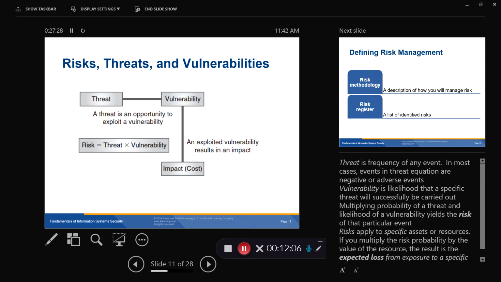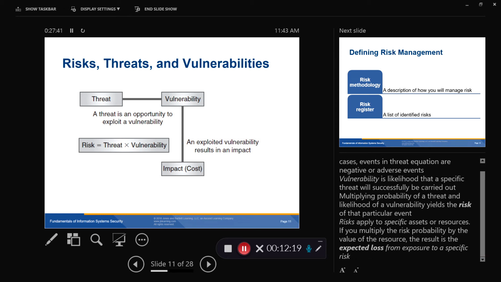But again, risks apply to specific assets or resources. If you multiply that risk probability by the value of the resource, the result is the expected loss from exposure to a specific risk. And again, an exploited vulnerability results in an impact or cost. We will actually go through mathematical examples of this later in the course. Right now, we just have to understand that this exists.